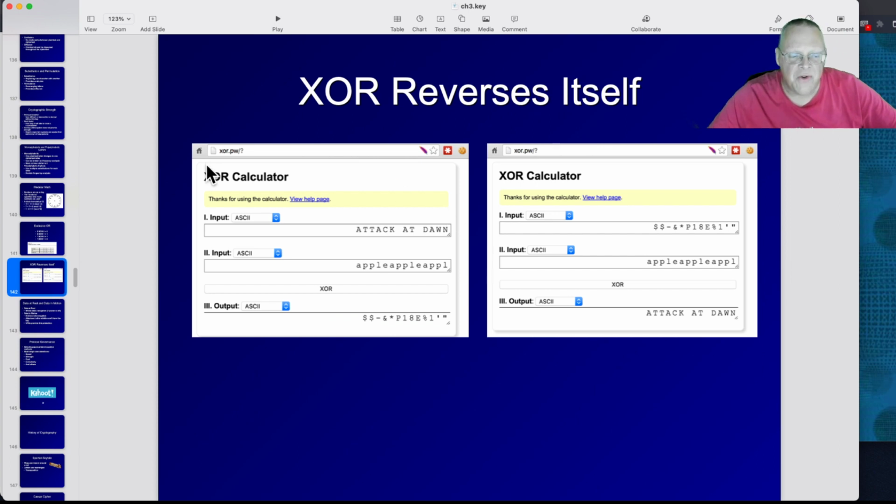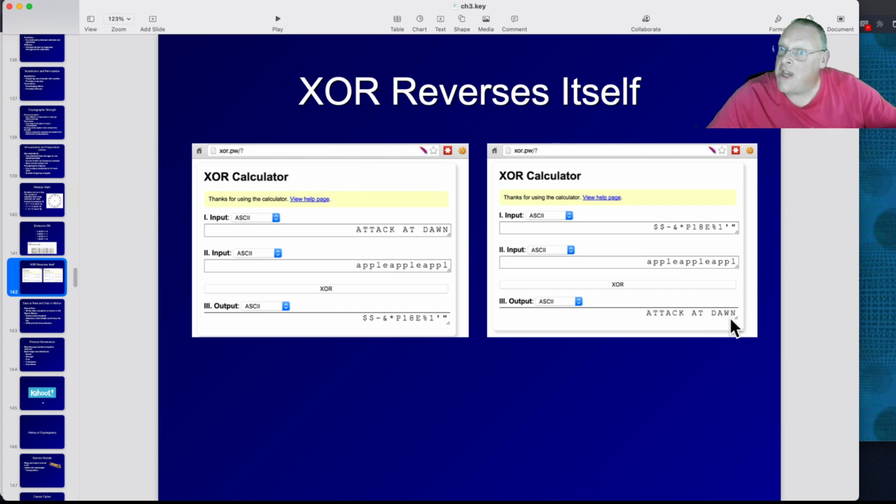And one thing about XOR is if you XOR something like here's attack at dawn, and I'm going to scramble it, XOR it with this key, which is apple, apple, apple. And so it turns into this junk, dollar signs and dashes. But if you XOR it again with apple, apple, apple, it goes back to the original state.